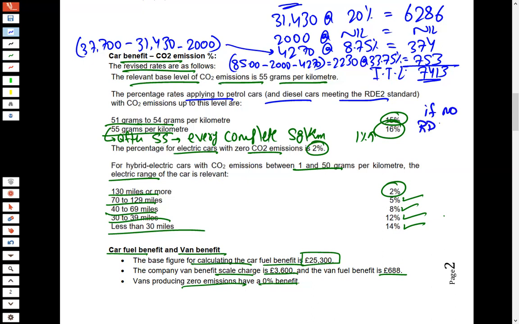If no RDE2, then the percentage is petrol plus 4%. Still the maximum is 37%. So again, no major or material change. It's majorly the same as the previous Finance Act.